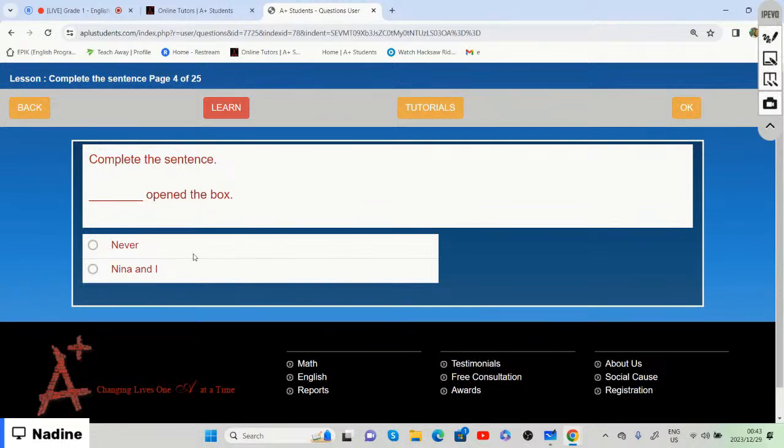Do we say never opened the box, or Nina and I opened the box? We need to get a naming part. Is it never opened the box, or Nina and I opened the box?